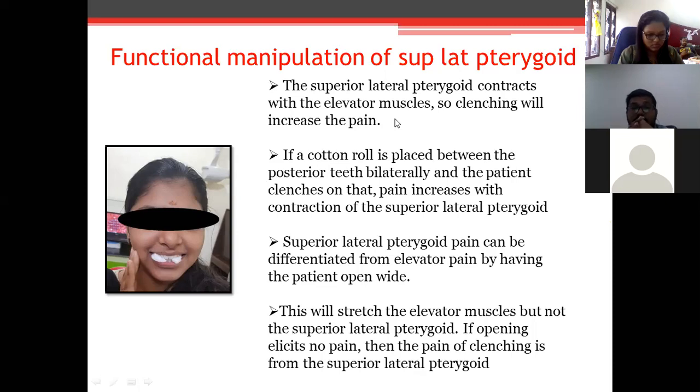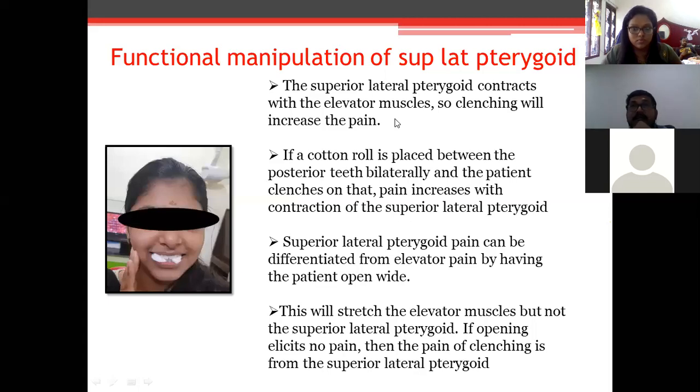So what you can do is, after doing this, you remove the cotton roll and ask the patient to open widely. If the patient opens widely and that time also complains of pain, that indicates something. What happens when they open widely is that the elevator muscles will stretch, and when the elevator muscles stretch, they will also have pain. If the opening elicits no pain, then you can say that the pain may be due to the superior lateral pterygoid.